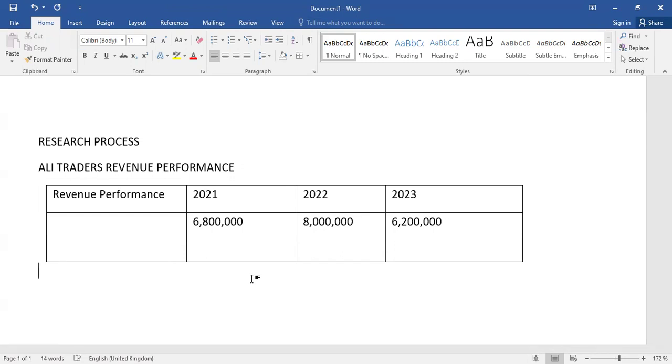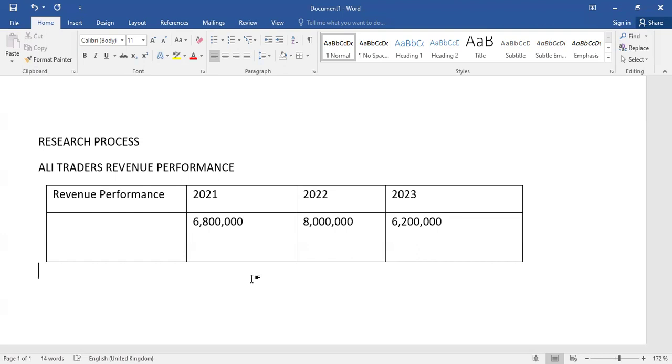Is there a problem? Yes, guys, there's a problem. Revenue reduction. Our revenue has decreased from 8 million to 6.2. There's a problem. Now we need to investigate what is the root cause of this problem. That's where research comes in. And this is one of the sources of getting the research problem.